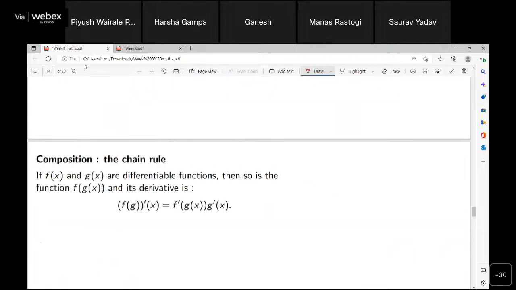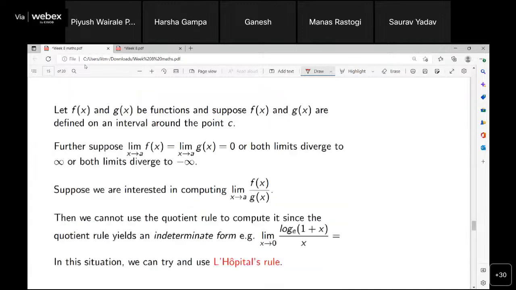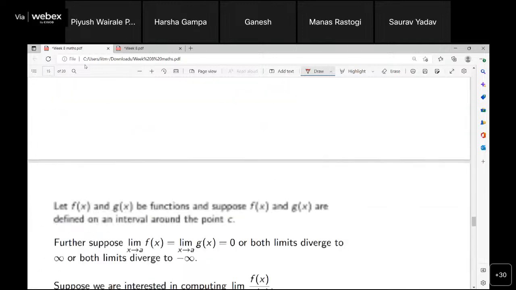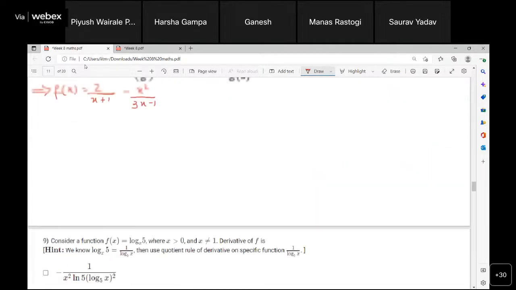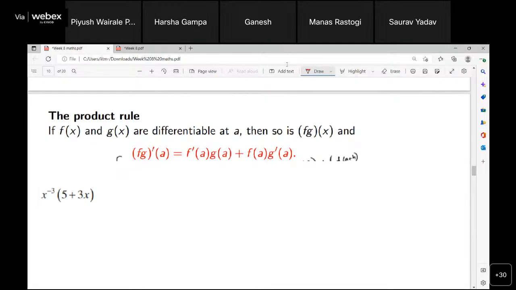Okay. So now we discuss composition, that is the chain rule, right? Composition function is there, then L'Hospital. Okay, this one is remaining. What is the product rule first? Suppose I have the function f of x equals x into sin x. Now I want to find the derivative of this particular function. What is the product rule here?